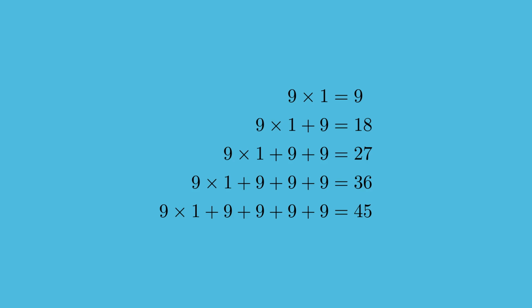Finally, we add 9 to the result of the fourth step, which is 36 plus 9, and it totals to 45. Therefore, the multiplication of 9 times 5 is equivalent to adding the number 9 5 times. As shown, this method leads us to the correct answer, which is 45. Thus, the correct answer is 45.